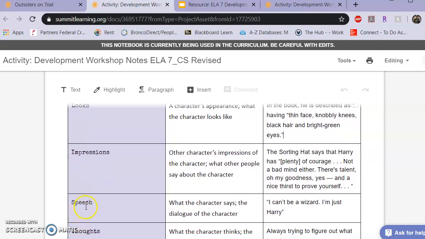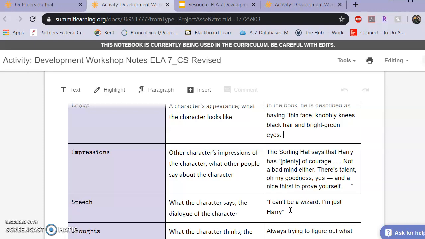The next word is speech. So this is what the character says and the dialogue of the character. Remember, the dialogue is when characters talk in a book. That's what dialogue is. So Harry himself, when Hagrid tells him that he's a wizard, his first thing to say is, "I can't be a wizard. I'm just Harry." Okay, and what does this tell us about Harry?